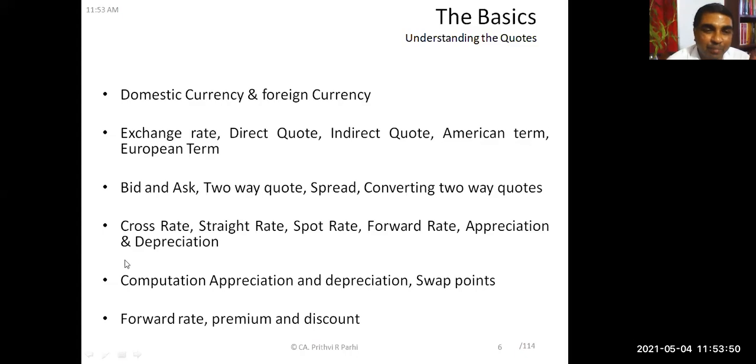If time permits, we'll learn what is cross rate, straight rate, spot rate, forward rate, currency appreciation and depreciation. How appreciation and depreciation are computed, what is the swap points. Then we may understand currency derivatives like forward rates, etc. So our plan is to learn all these things. One by one, let us first cover.